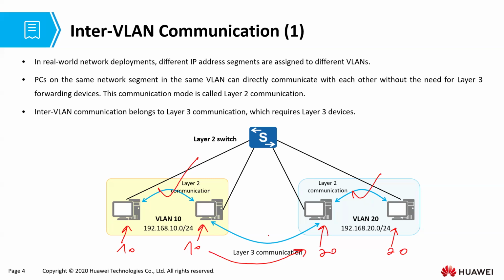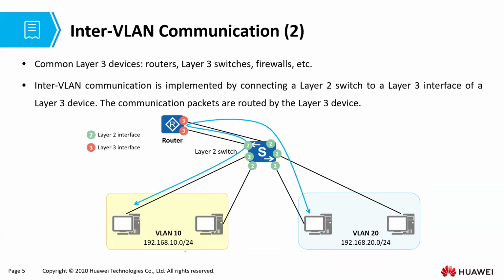But for communication between VLANs, you cannot have it by only using this layer 2 device. You will need a device with routing capabilities, like a router, which will allow communication between VLANs. Therefore, that is the definition of inter-VLAN routing. That device could be a router, it could be a layer 3 switch, it can as well be a firewall.